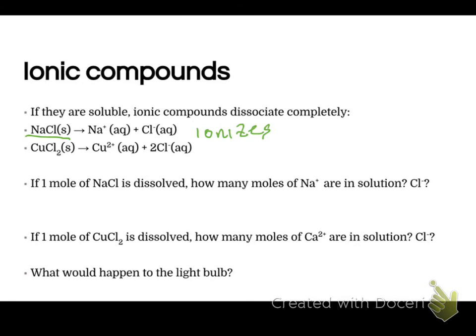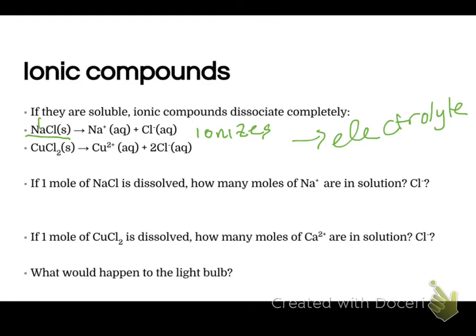So anytime you have an ionic compound that dissolves in water, this always happens, right? You start with a solid and it's going to produce ions. That's what makes it an electrolyte, because we only have the ability to conduct electricity if the particles are charged. If it stayed as NaCl, one solid piece of NaCl, no charge, then it wouldn't conduct.